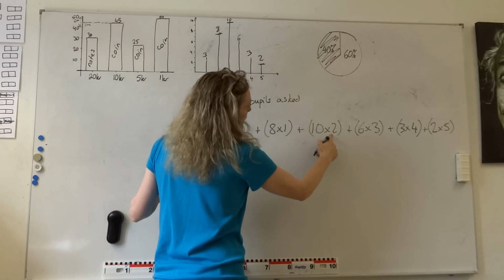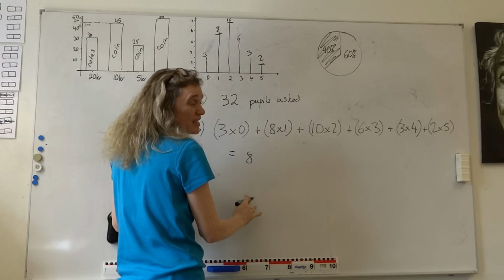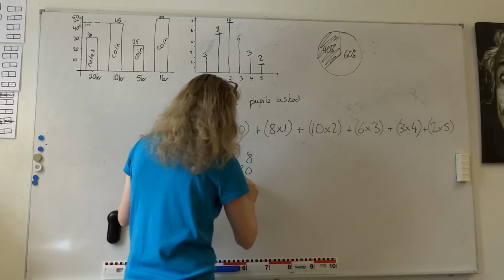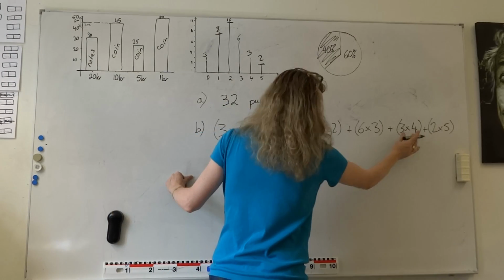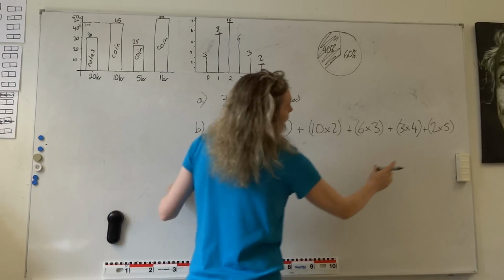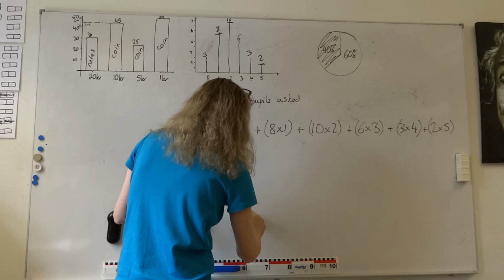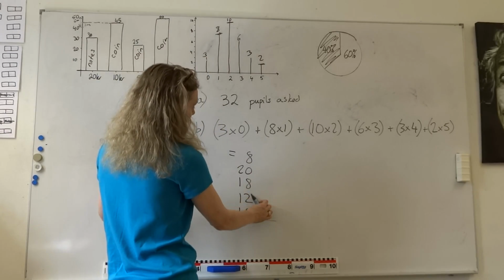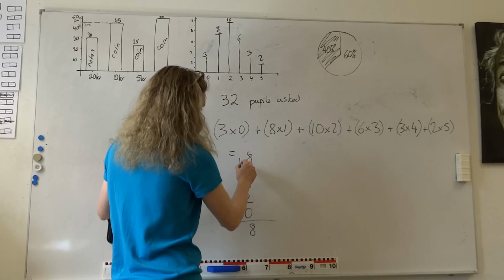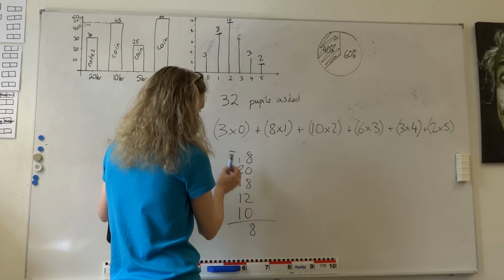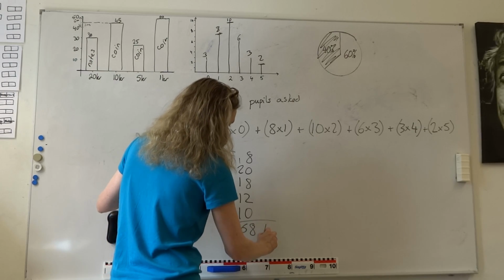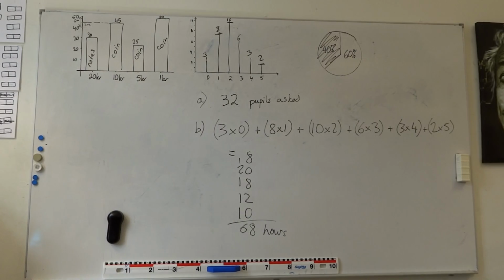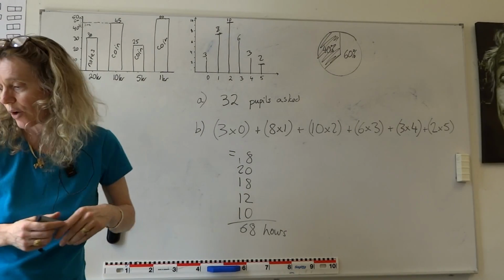8 plus, and we put them under each other because then they're easier to add up later. 20. 6 3s are 18. 3 4s are 12. And 2 5s are 10. 10, 18, carry 1. 1, 2, 3, 4, 5, 6. 68 hours. So 68 hours they were sitting in front of their computers.